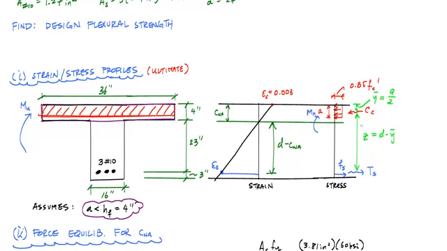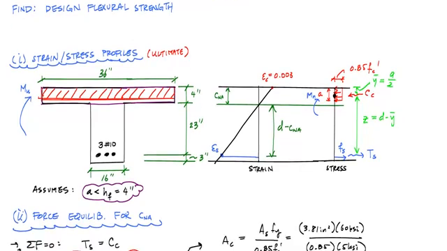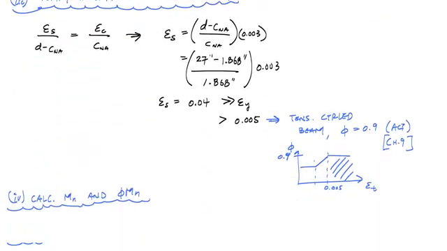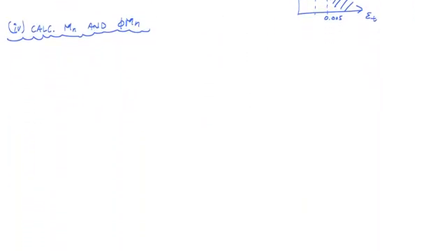If I sum moments, and I like to draw this little M_n here, about any point, and it's conventional to take moments about where the C_c is, then I can solve for this M_n right here. Let me show you what that equation might look like. If I sum moments about C_c equal to 0, and I say this is positive, I'll get an equation that looks like this: minus M_n plus T_s times z equals 0. And that tells me M_n is T_s times z.